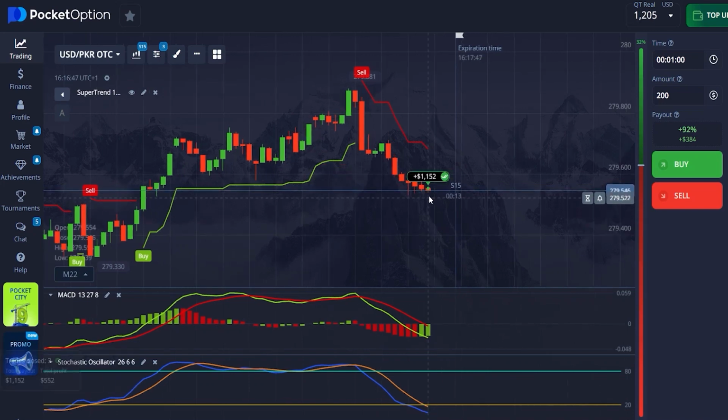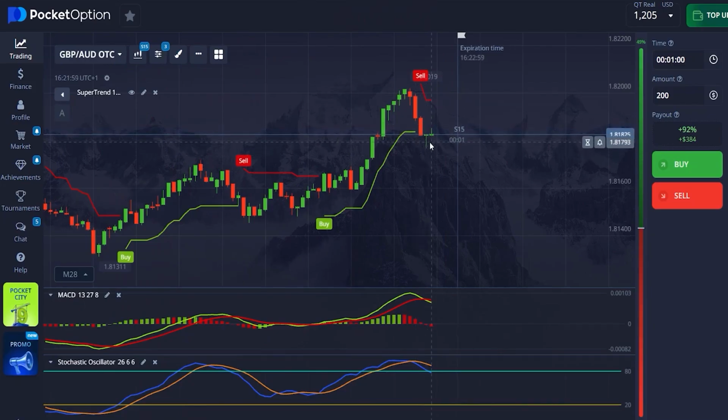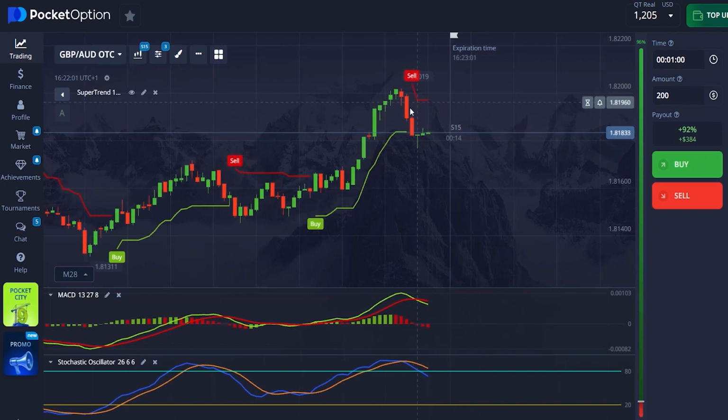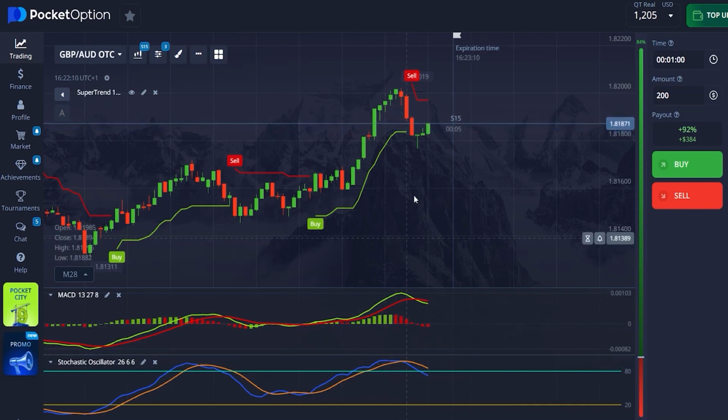So right here I also make another win. So right here I'm finding an opportunity for a down position. So I have a stable candlestick right here. I got confirmation from my MACD and Stochastic Oscillator.